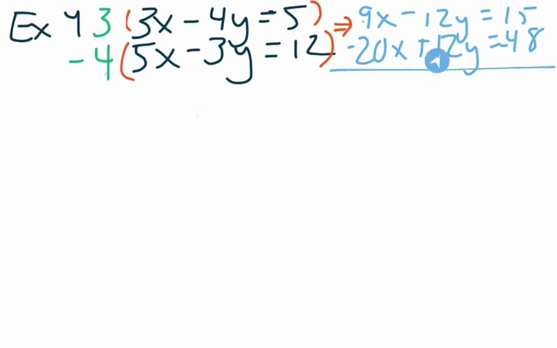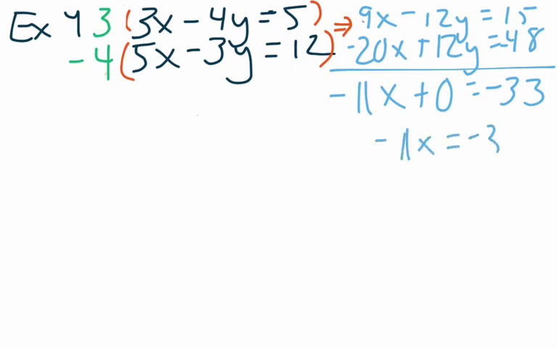Now, this is what we were trying to get. Remember, we're looking for a positive and negative of the same thing. So negative 12y plus 12y, when you add that, you get 0. So let's go ahead and add going down. 9x plus negative 20x is negative 11x. And then these two end up canceling out. And then I have 15 plus negative 48, and that is negative 33. You don't need to write the plus 0, you just don't need to write that. Divide both sides by negative 11, and we get x is equal to 3.